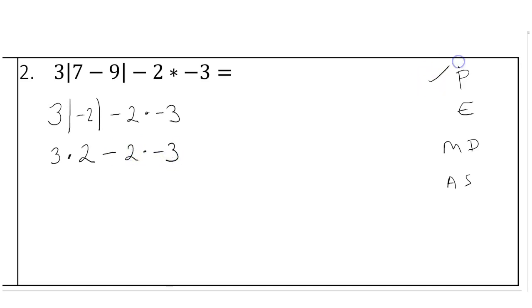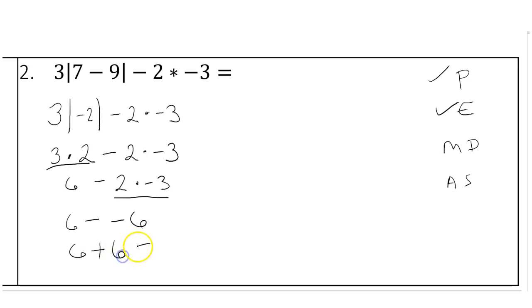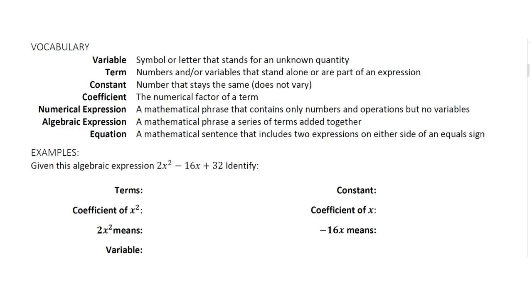Begin with multiplication on the left. 3 times 2 is positive 6, minus 2 times negative 3. Then go to the next multiplication problem, 2 times negative 3. Copy down 6 minus, then 2 times negative 3 is negative 6. Two negatives become a positive, for 6 plus 6 equals 12.